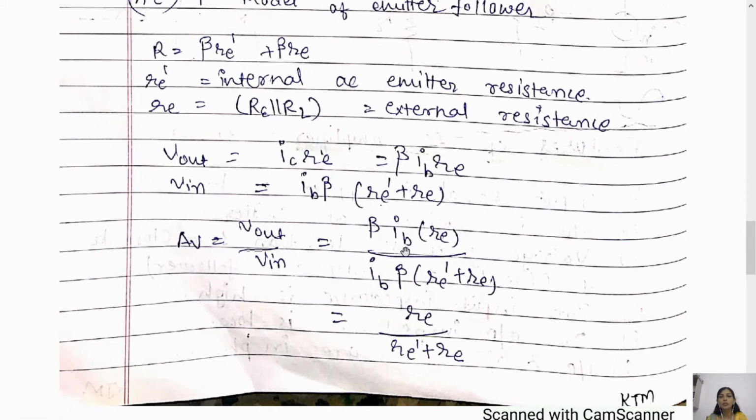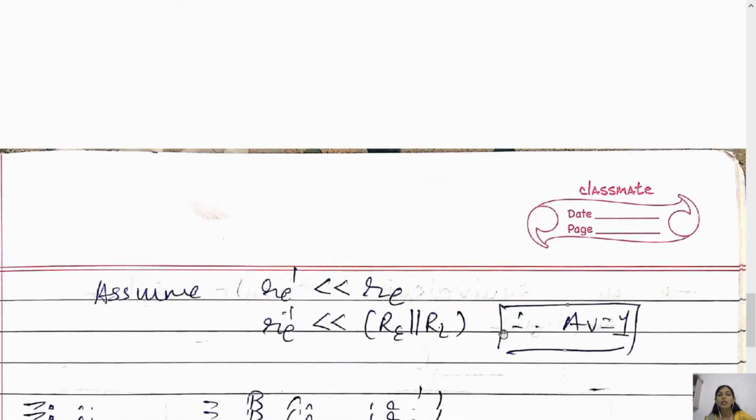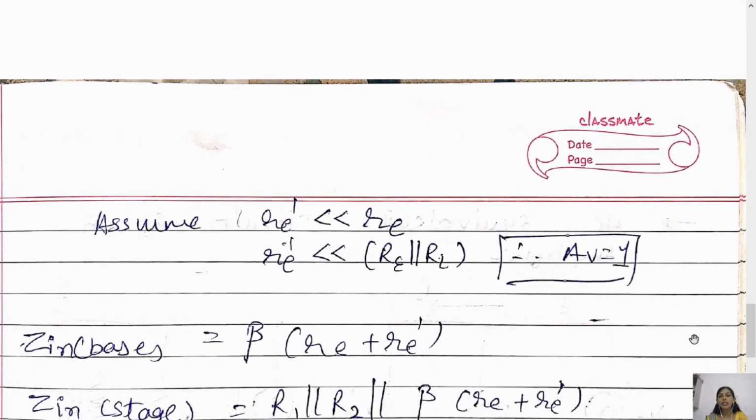AV equal to V out upon V input. I am again repeating this. We are putting the formulas, basic definitions from the circuit, and cancelling the similar parameters, and we have the final answer 1. So voltage gain is equal to 1.